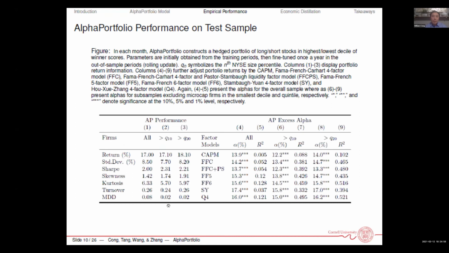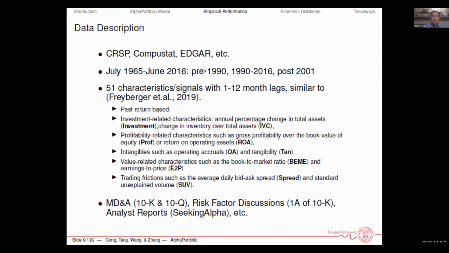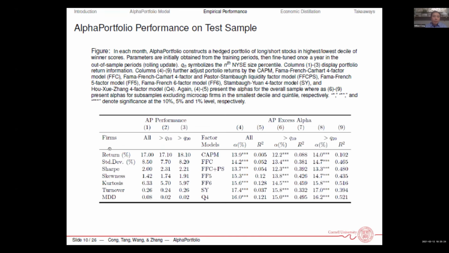So here's the main table, the main result. AP stands for alpha portfolio. All means the whole sample from 1965. The training set is until 1989, and the test set is 1990 onwards. I don't need a separate model validation set because we're doing reinforcement learning. You can look at different subsamples as well. Bigger than Q10 means I'm excluding the bottom 10%. Bigger than Q20 means I'm excluding the bottom 20% in terms of market cap. So we don't want the small illiquid stocks to drive the results.